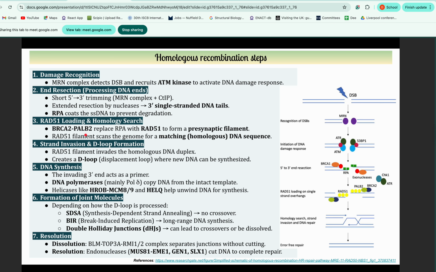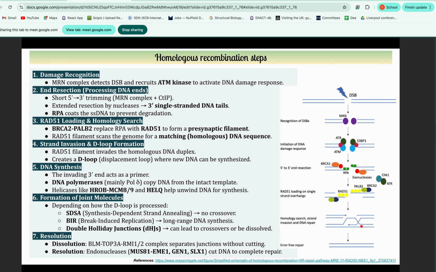Now BRCA2 and PALB2 replace the RPA with RAD51. These are the other proteins involved in this replacement. As you can see here, PALB2 and BRCA2. So remember these names as well. They help RAD51 to replace the RPA to form the presynaptic filament. This particular filament is known as the presynaptic filament.